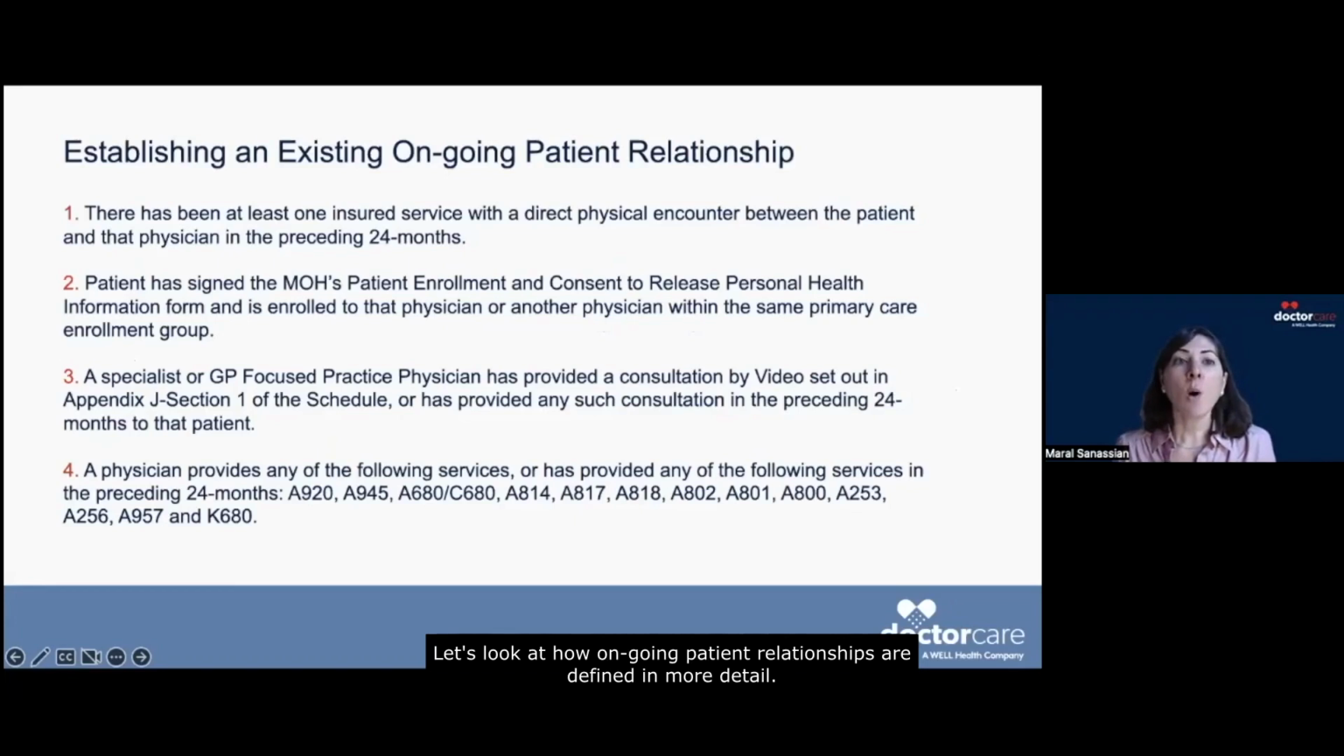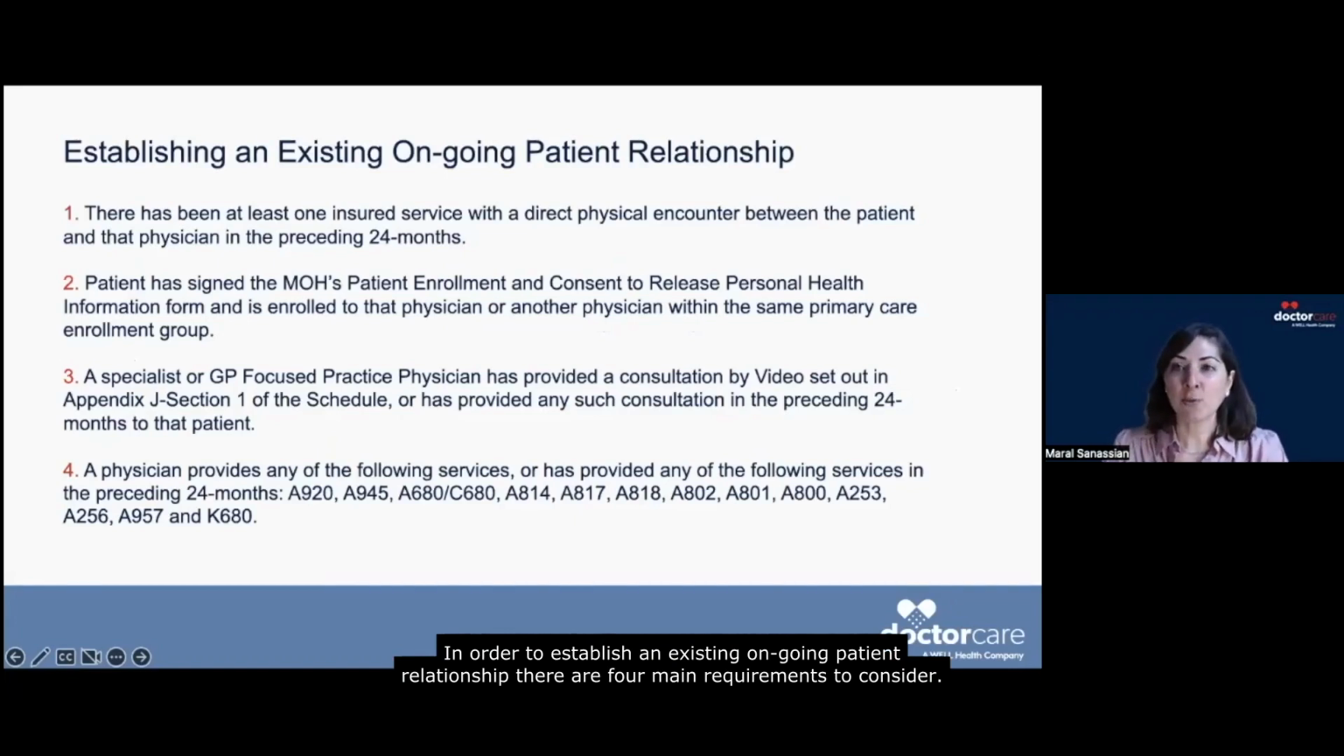Let's look at how ongoing patient relationships are defined in more detail. In order to establish an existing ongoing patient relationship, there are four main requirements to consider. Number one, there has been at least one insured service with a direct physical encounter between the patient and that physician in the preceding 24 months. Two, the patient has signed the patient enrollment and consent form and is enrolled to the physician or another physician within the same primary care enrollment group.